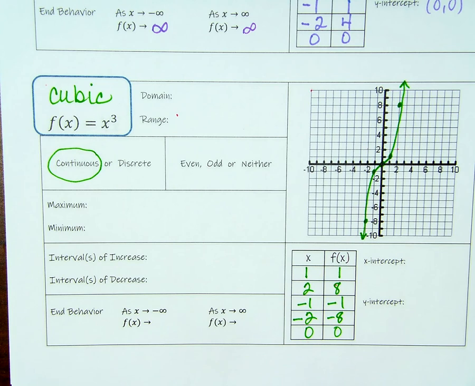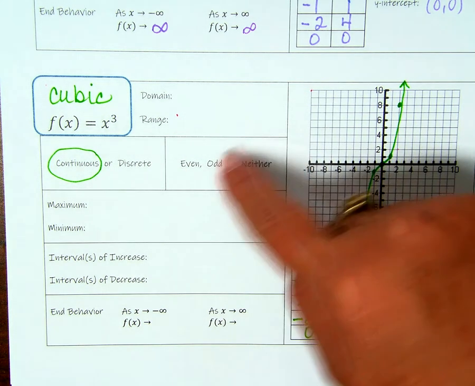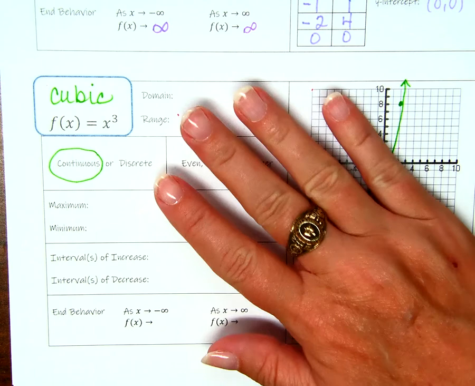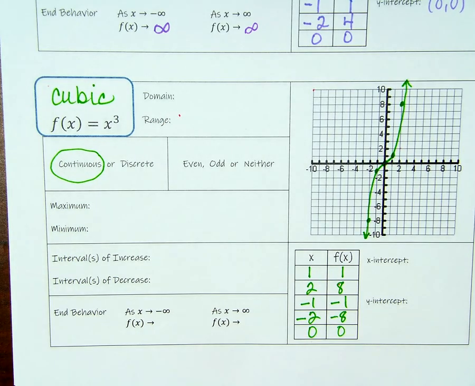So the bell's about to ring. So what I need you to do before you come back tomorrow is finish this one. Just this one. Don't go on. Finish this one. Got it? Peace.